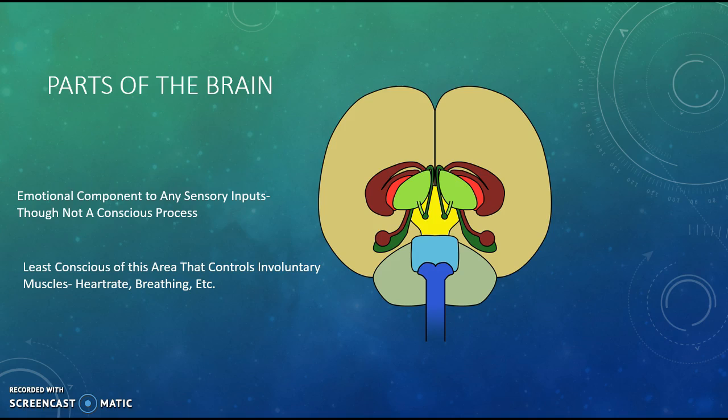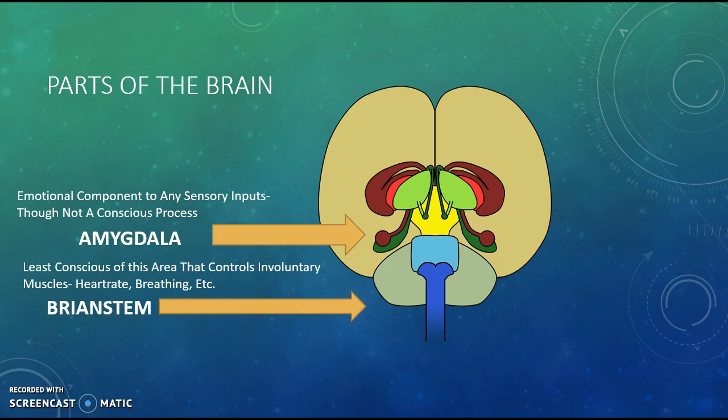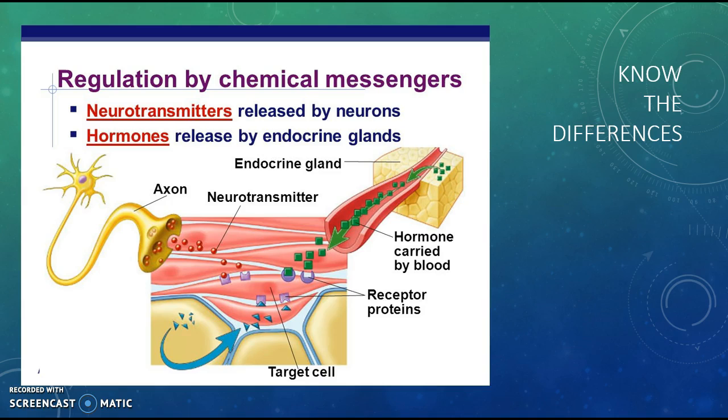Let's look at a few parts of the brain. This one controls emotional components that are sent through our sensory inputs to our brain. It's not a conscious process, but it is controlled by the amygdala. There's one on the left and the right. We're least conscious of this area of the brain down at the bottom that controls our involuntary muscles, heart rate, breathing, etc. Brainstem. The brainstem is known as the reptilian brain because it is the very most basic thing that needs to be there to keep us alive.